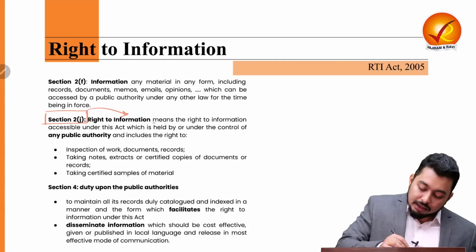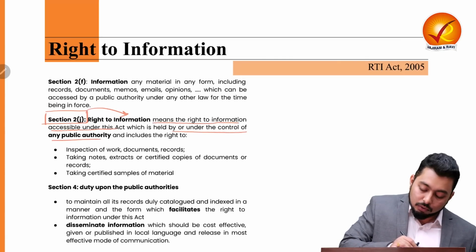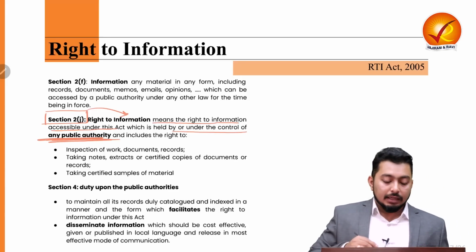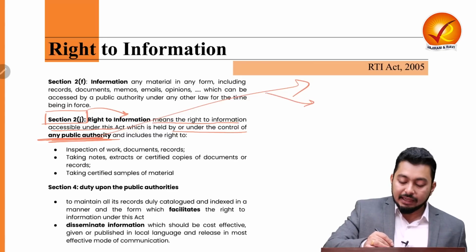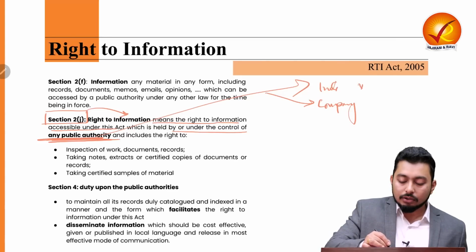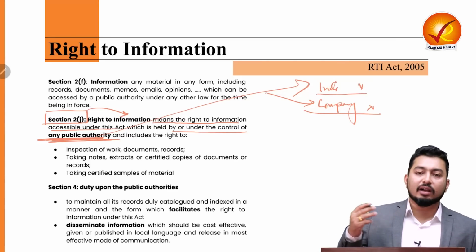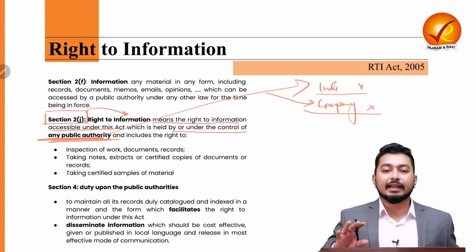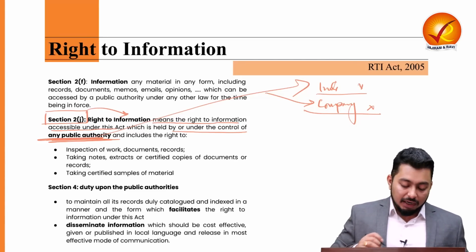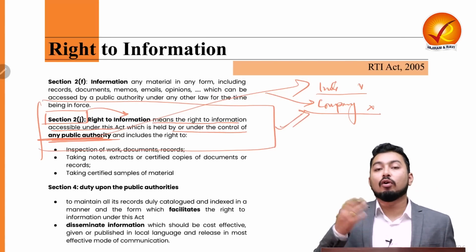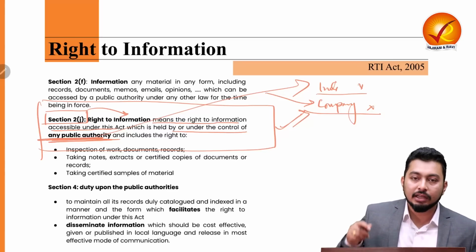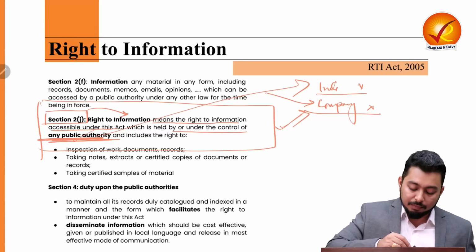Then 2(j) talks about the right to information. Here, right to information means the right to information accessible under this Act, which is held by or under the control of any public authority. That means we are not talking about, let's say, me as an individual, or me as a company. Individuals, companies, they do not come under the ambit of RTI, prima facie. But if any private party is performing the function of the state, naturally that party will come under public authority.